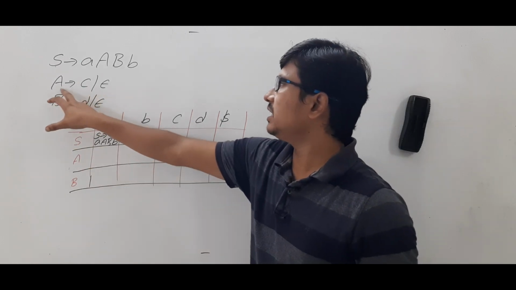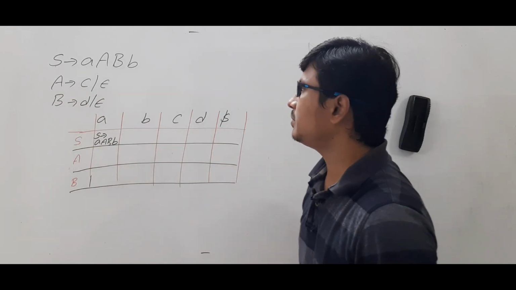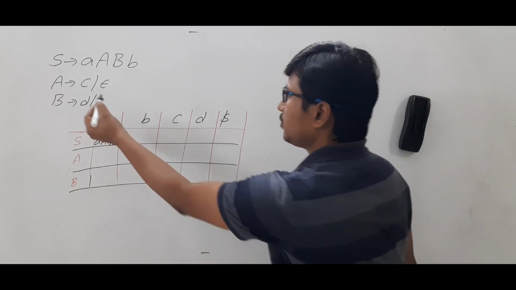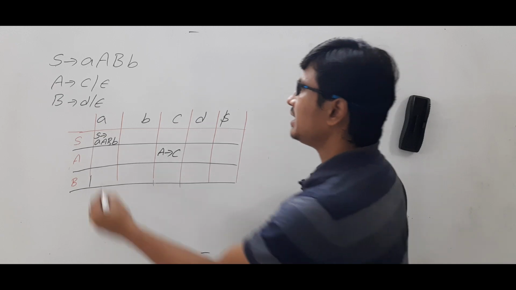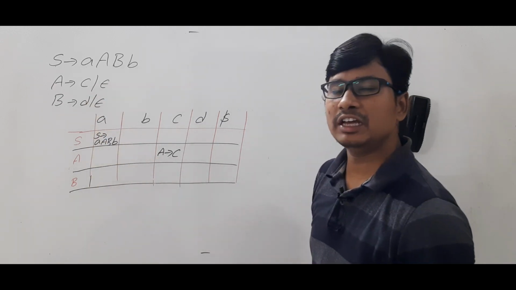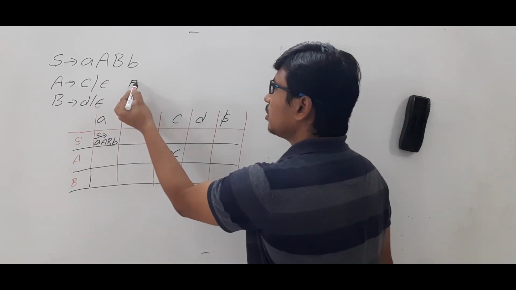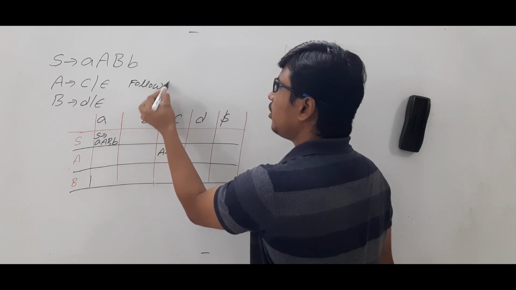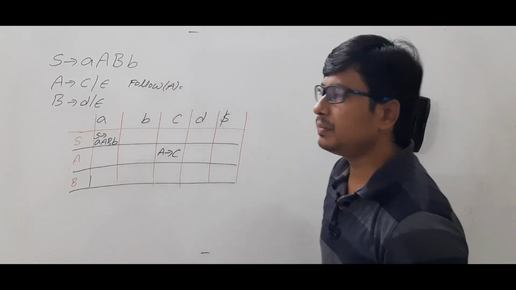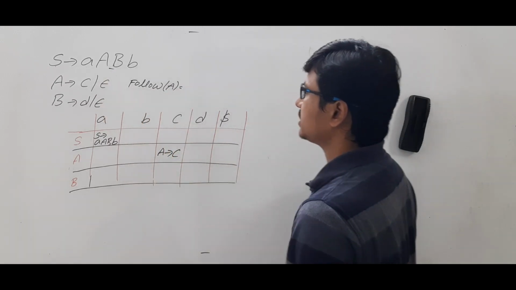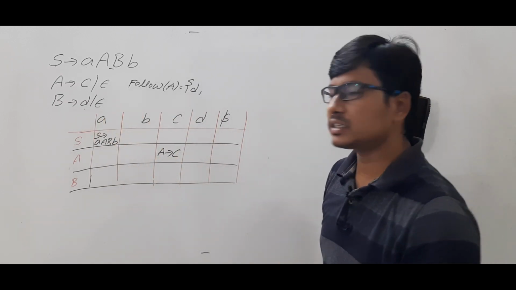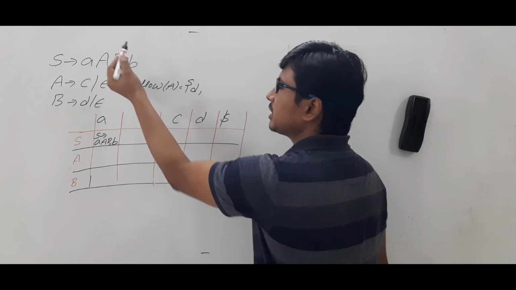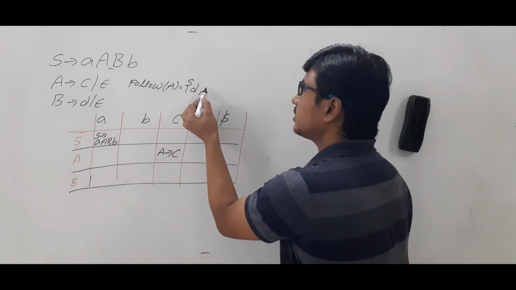Coming to this one, A determines C, where will you keep it? You will keep it in the first of C. First of C is c, so you will keep it here. Now A determines epsilon. Where will you keep it? You will keep it in the follow of A. Follow of A will be first of B. First of B is d comma epsilon. You will not consider epsilon. In place of that, you will get b.